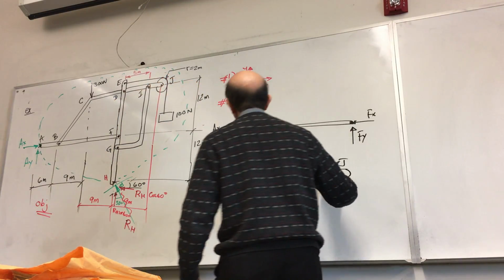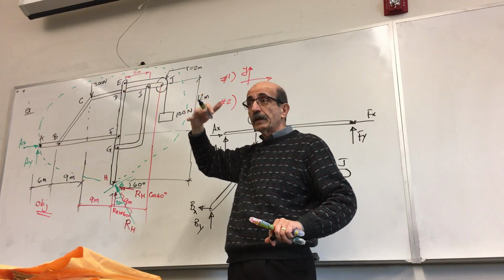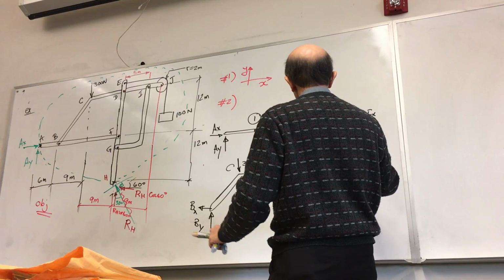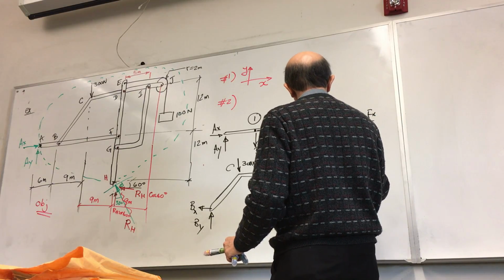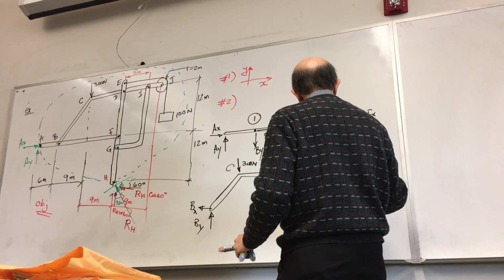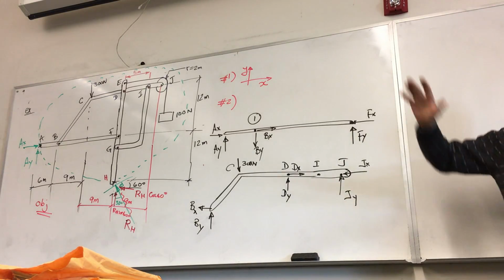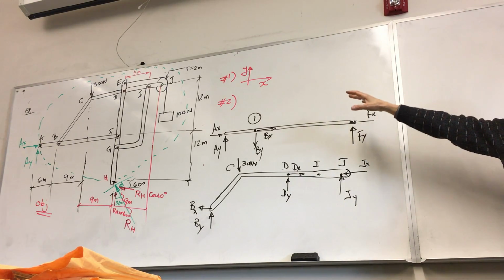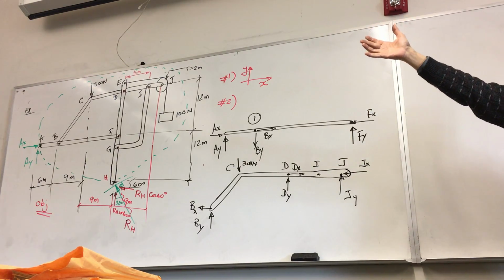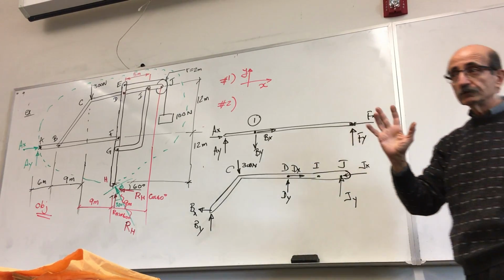At J, you have a pin, that pulley is connected to the member through a pin. So this pin represents two forces, Jx and Jy. I forgot about I. How about at I? The pin connections. How many forces do you have there? How many forces? Anybody? Two, right? Everybody agrees?